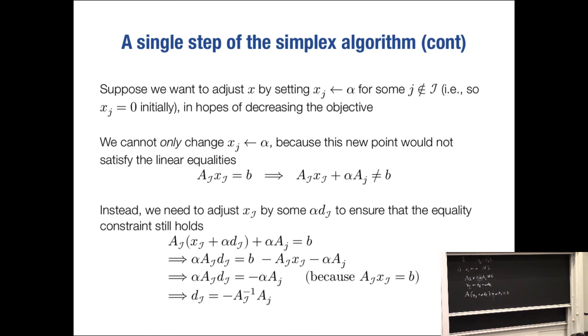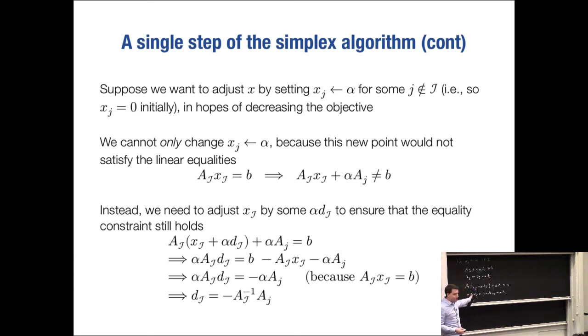So let's just simplify this. This means that I'm going to put the d_I on the left-hand side here. Alpha A d_I is equal to b minus A x_I minus alpha a_j. Everyone follows why the a_j came there, right? So I'm increasing x_j, and so that means this whole term would have an extra alpha a_j, because a_j is the jth column of A.